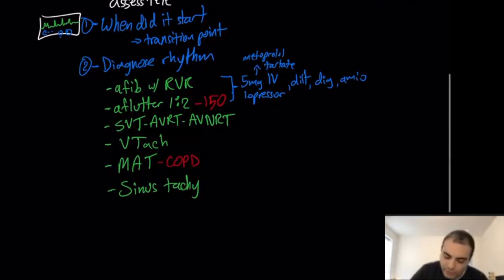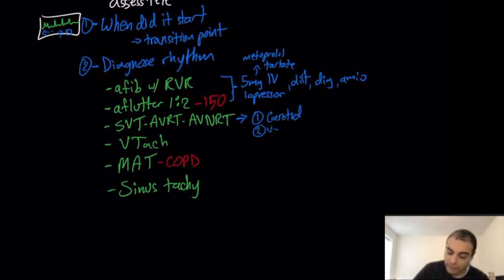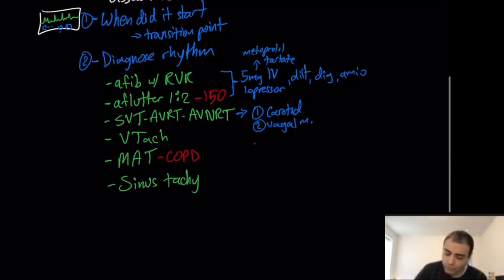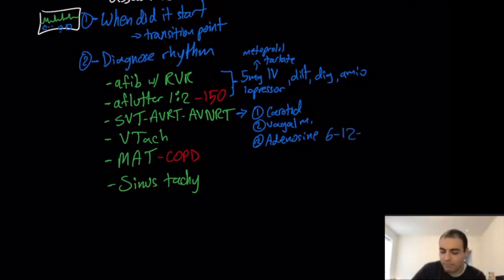How about SVT? How do you treat SVT? Carotid massage. Right. So carotid massage, vagal maneuvers, right? Or medically, what do you give? Adenosine. And then remember, adenosine you can give 6, 12, maybe another 12 if it doesn't work. And then finally, what can you do if nothing works?